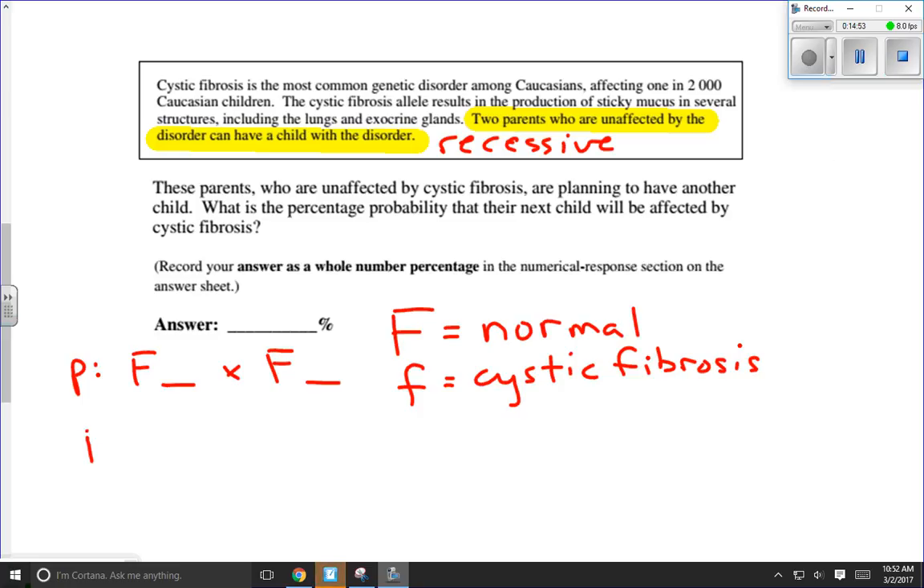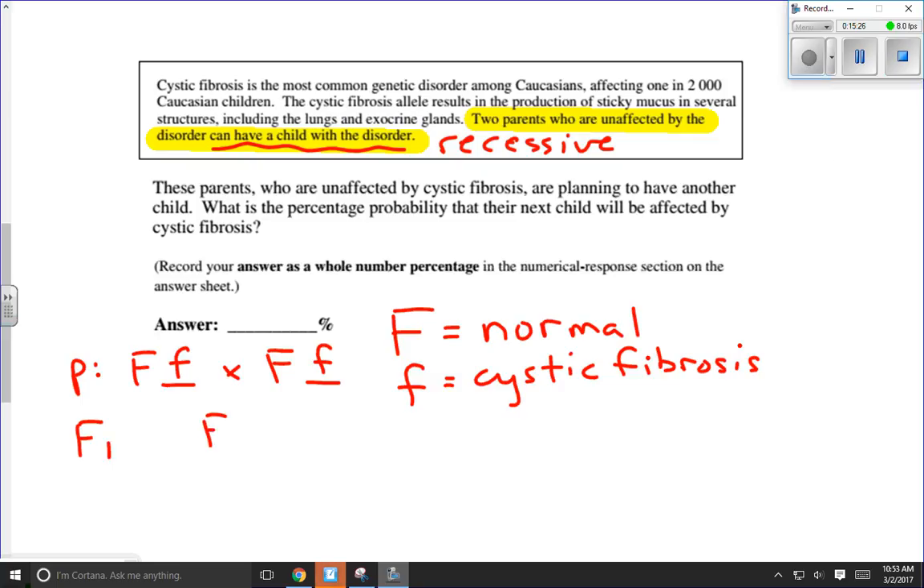But in the F1 generation, we are told that they have a child that has cystic fibrosis. They can have a child with the disorder. So they can have a child that is little f, which means the parents are big F, little f. So since we know that they can have a child with cystic fibrosis, we know that both parents are heterozygous. So that just sets up a very straightforward Punnett square for our F1 generation.